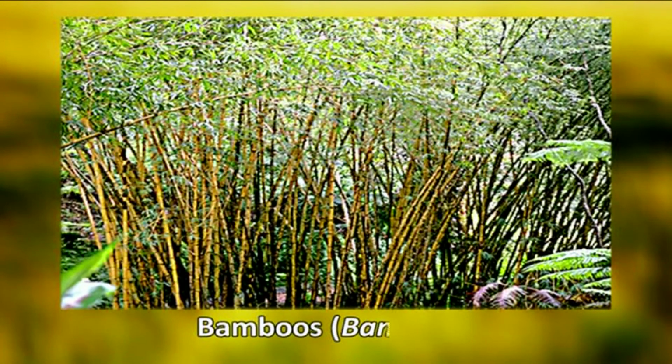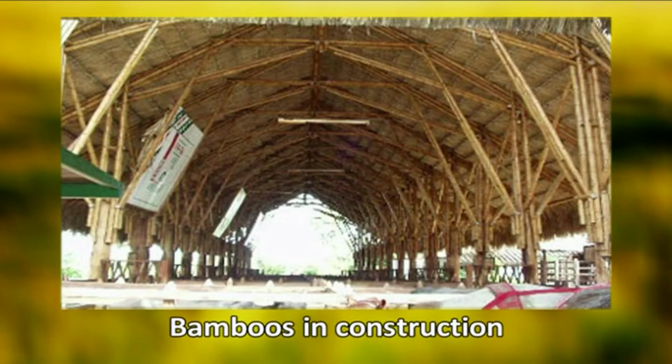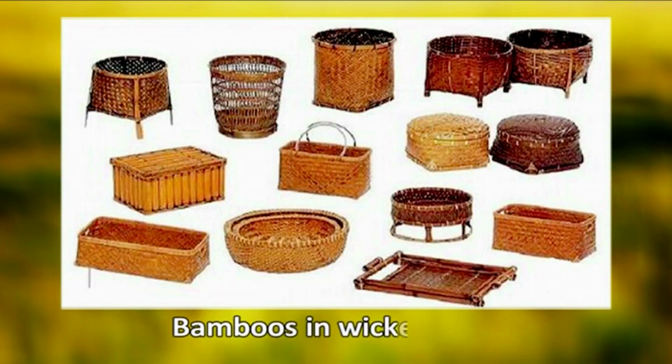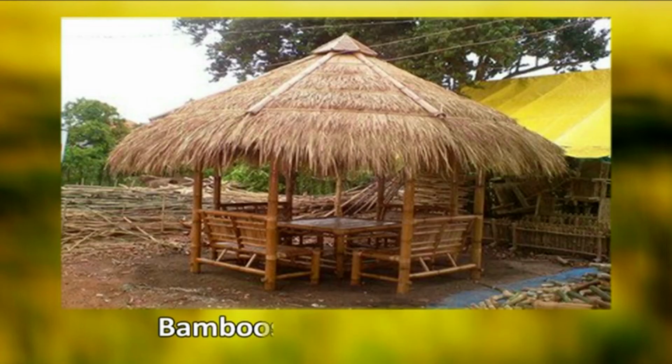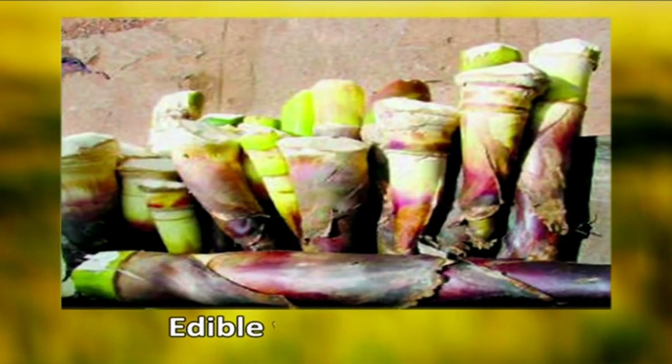The grass which has a tree habit, called Bambusa, commonly known as bamboos, are used extensively in construction works, wicker work, roof thatching. The edible young bamboo shoots are used as a source of food, or they can be used as a source of fiber for paper industry or pulp for rayon making.